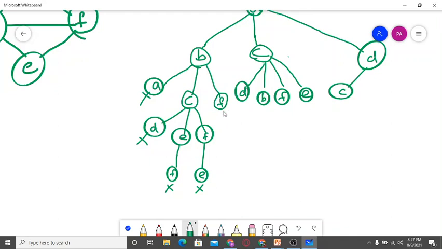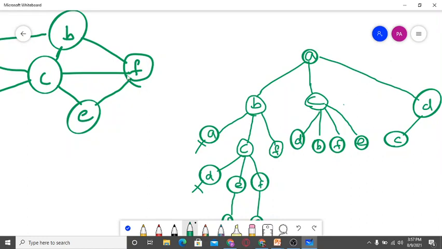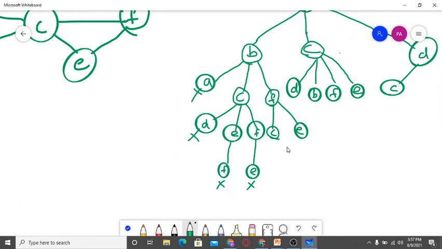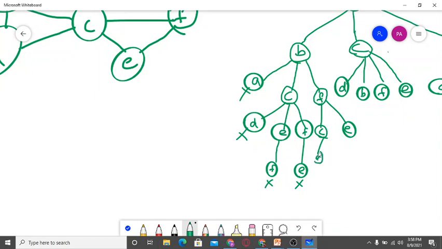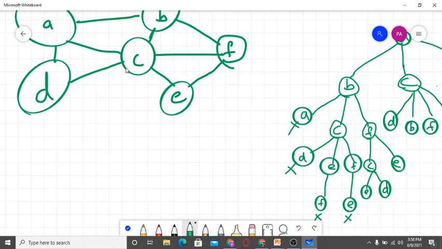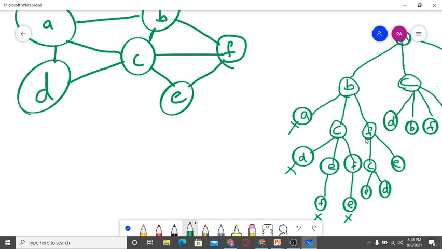node. From F, I can go to B, C, or E. But we already completed B. Now from C, where can I go? From C, I can go to D, B, and E, and it is coming from F, so we need to remove this F. So what do we need to write here? E and D. These two, E and D. B and F are already in the same list.